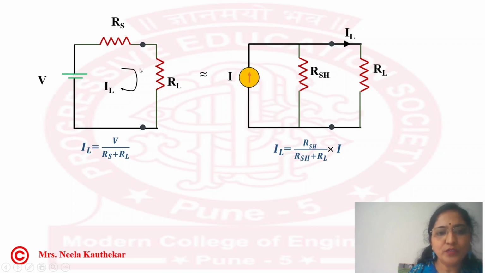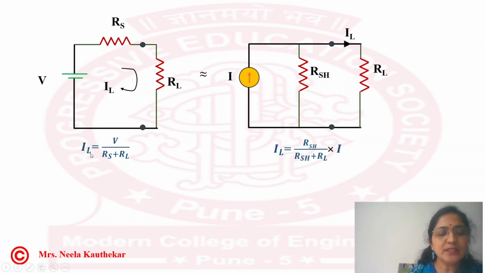Ideally, what we want is that even though we convert the voltage source to a current source, the value of IL should not change. This means that the value of IL in the first equation should be equal to the value of IL in the second. Both should be equal. Then and only then can we successfully transform one source into the other.